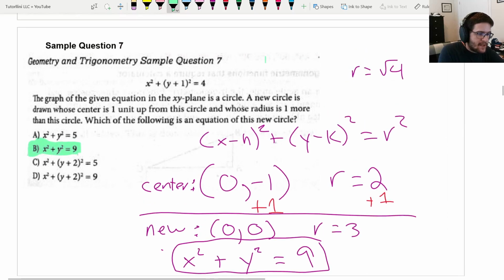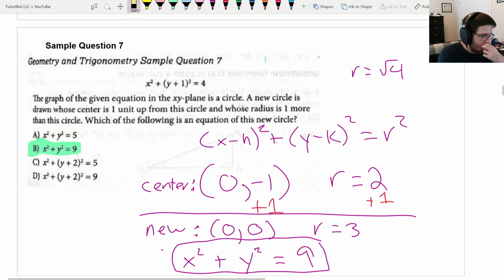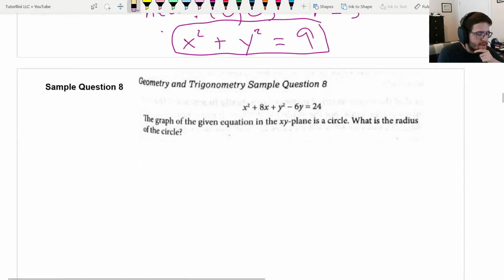Yeah, and if you wanted to plot these on Desmos, I encourage you, go do that. You just type these in, type this one in, and then type all these other ones in, and see which one seems like it has a bigger radius, but the center moved up 1. You could probably figure it out pretty quickly, but you still want to know the circle equation, so don't get too reliant on that. Great, let's keep going.